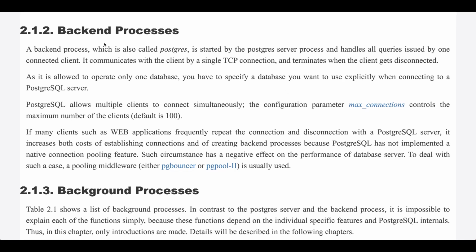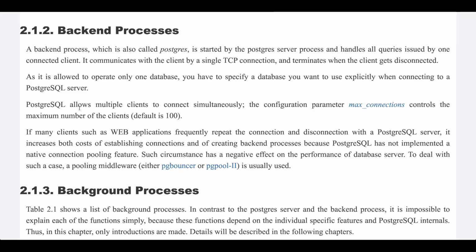2.1.2 Backend processes. A backend process, which is also called postgres, is started by the Postgres server process and handles all queries issued by one connected client. It communicates with the client by a single TCP connection and terminates when the client gets disconnected. As it is allowed to operate only one database, you have to specify a database you want to use explicitly when connecting to a Postgres server.